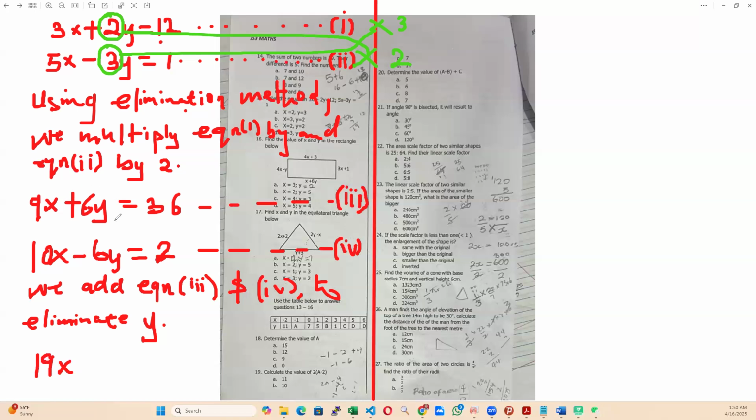Then you see plus 6y plus minus 6y. What would you get?